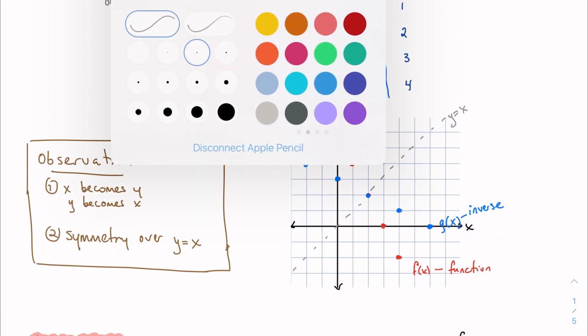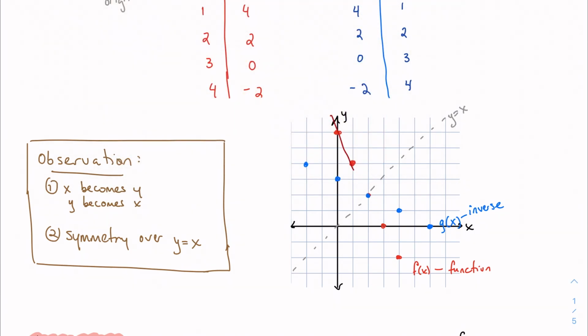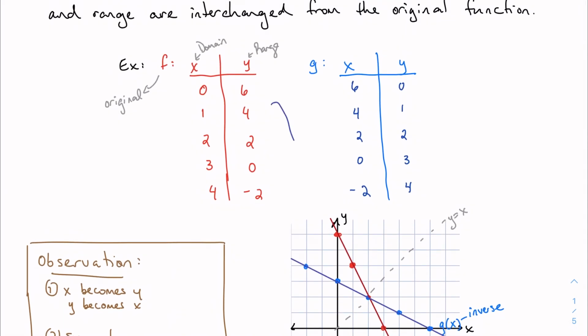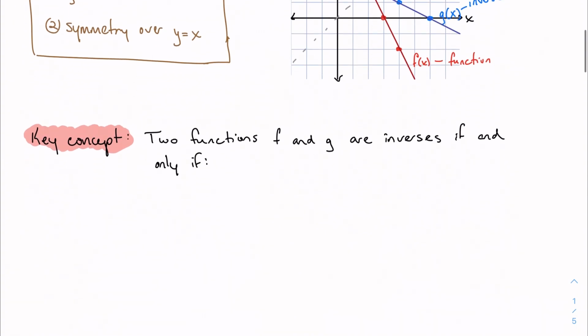So I'm going to put those lines back in, just so we have them as a reference. And I think it's easier to see that symmetry if you actually see the lines drawn in. Okay, so this is what it means to have a function and its inverse, right? We have this interchanging of x's and y's. But we can define this a little more concretely mathematically.